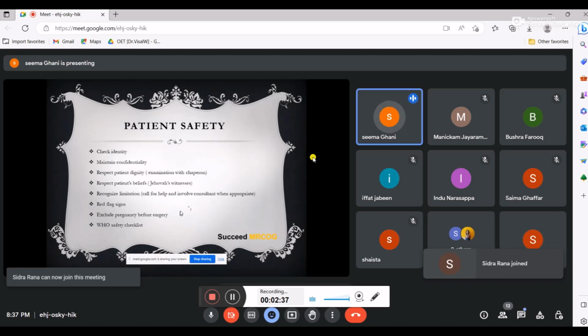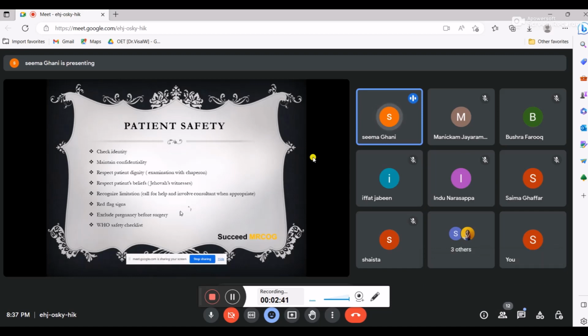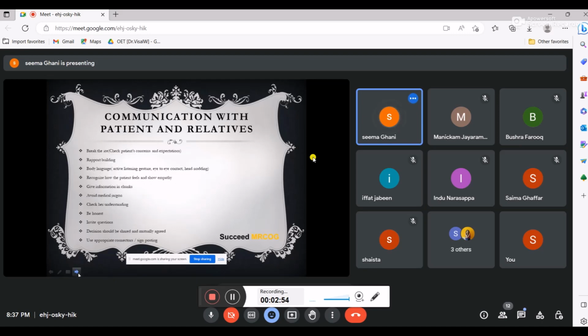Okay. So before going for any surgery, it's very important that you exclude pregnancy. This is also patient safety. And once a patient is going for a surgical case, it's very important that we follow the WHO surgical safety checklist. It also comes in the patient safety domain.